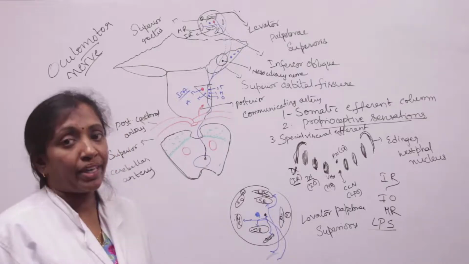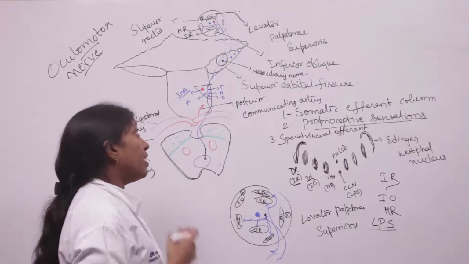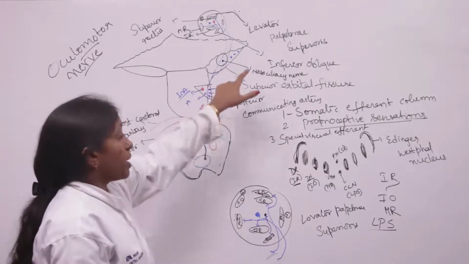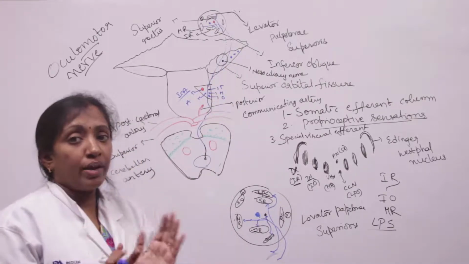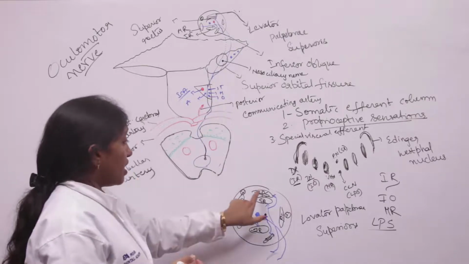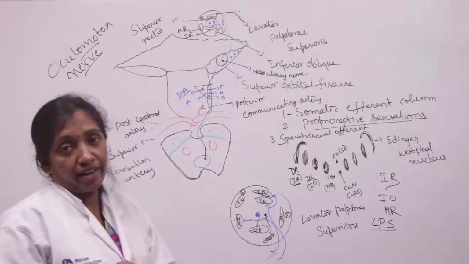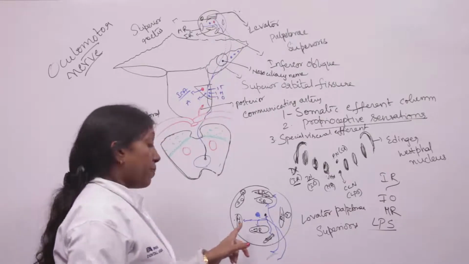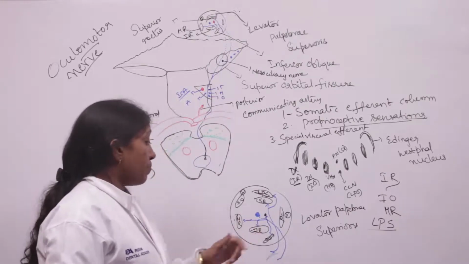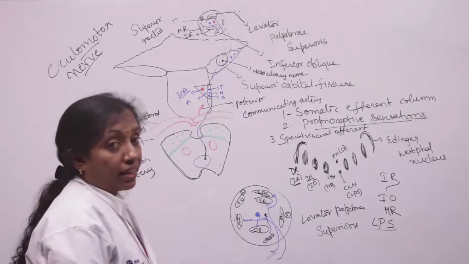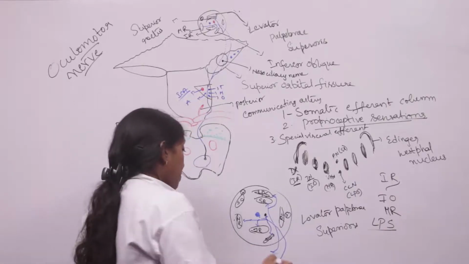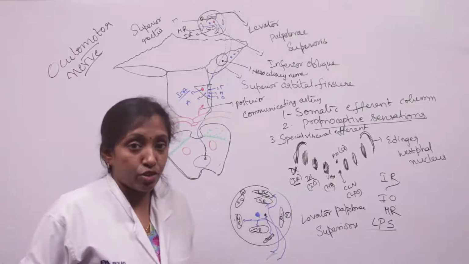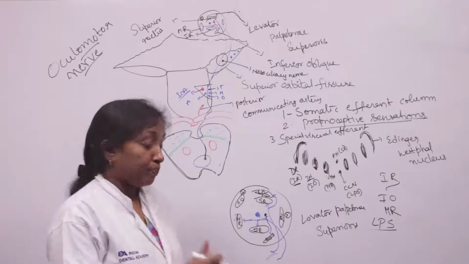ramus. These superior and inferior rami pass through the common tendinous ring. These superior and inferior rami get separated by the nasociliary nerve. The superior ramus supplies the levator palpebrae superioris and superior rectus, and the inferior ramus divides into three branches. The first branch supplies the medial rectus muscle, the second branch supplies the inferior rectus muscle, and the third branch is a long branch. It supplies the inferior oblique muscle as well as it provides a communicating branch to the ciliary ganglion.